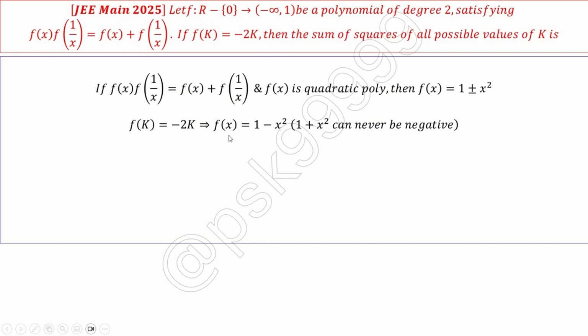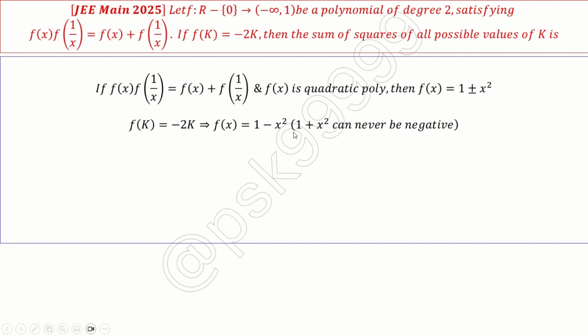Okay, so f of x is only 1 minus x square, because f of k has negative numbers and positive numbers, right? The domain of the function is R minus 0, which means k can be negative or positive. If k is negative, this is positive. If k is positive, this is negative. But if you take 1 plus x square, you will never get a negative value. You always get a positive value. So f of x cannot be equal to 1 plus x square. It is only 1 minus x square.